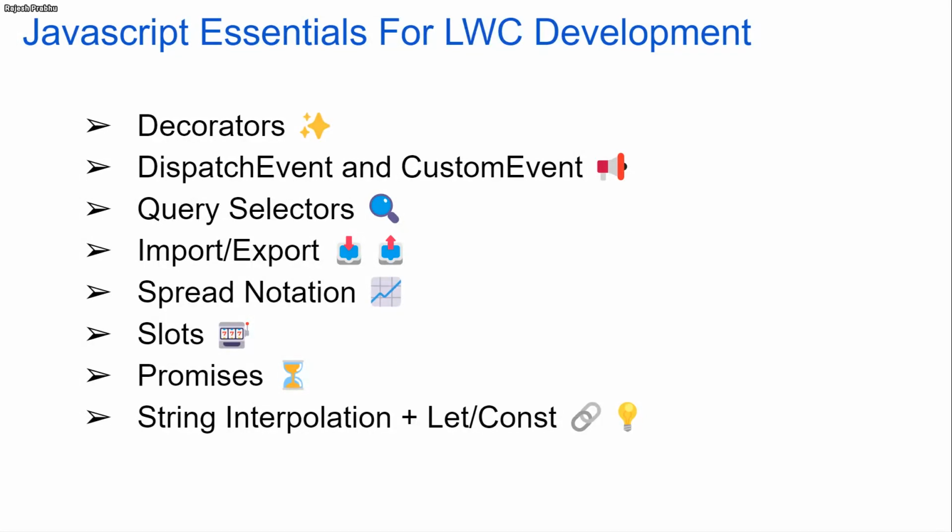You will hear terms like decorators. You will hear terms like events. You will hear terms like slots, promises, etc. All these concepts are coming from JavaScript. So when you learn JavaScript, you have to focus more on these concepts. Other concepts are good and you can certainly focus on them, but pay more attention to these concepts in JavaScript, so that when you write Lightning Web Components, you will find it very easy when you start with the coding.